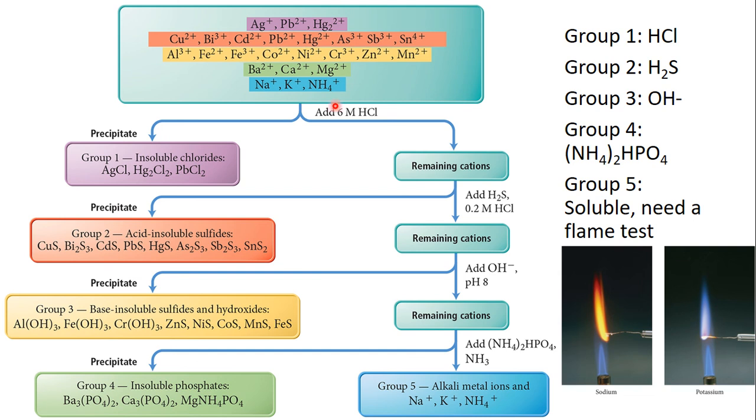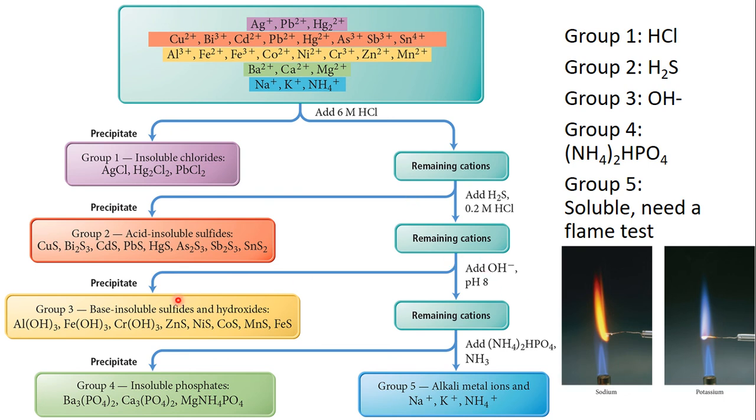So let's say you were given a test tube just full of this, and you're told to remove all the ions from solution. The first thing you could do is add hydrochloric acid. Your silver, mercury, and lead will form insoluble chlorides, and they will fall out of solution. Then everything else will be dissolved. Then you can add H2S. All of the red cations here will form insoluble sulfides, and everything else will be left in solution.